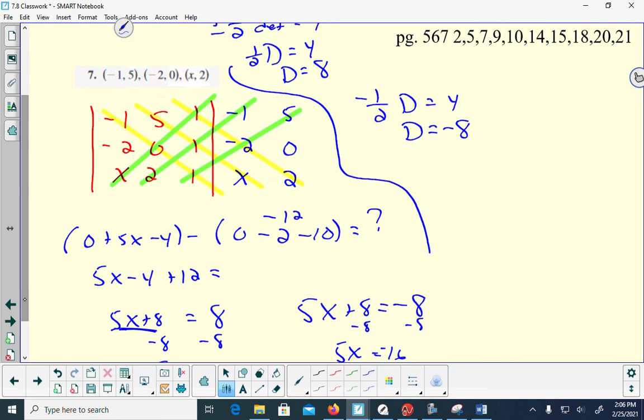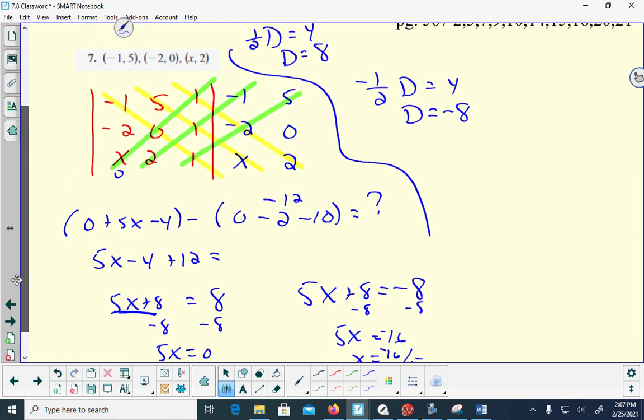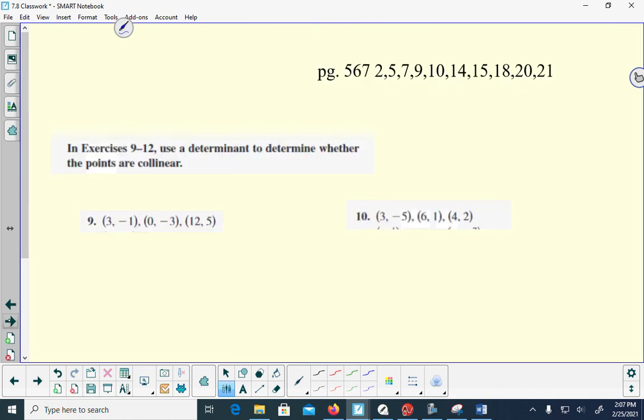Again, a quick way to check would be to put in 0 for this x, see if you get, in this case, 8, or you could put in negative 16 fifths for this x and see if you get negative 8. Both those answers are correct.